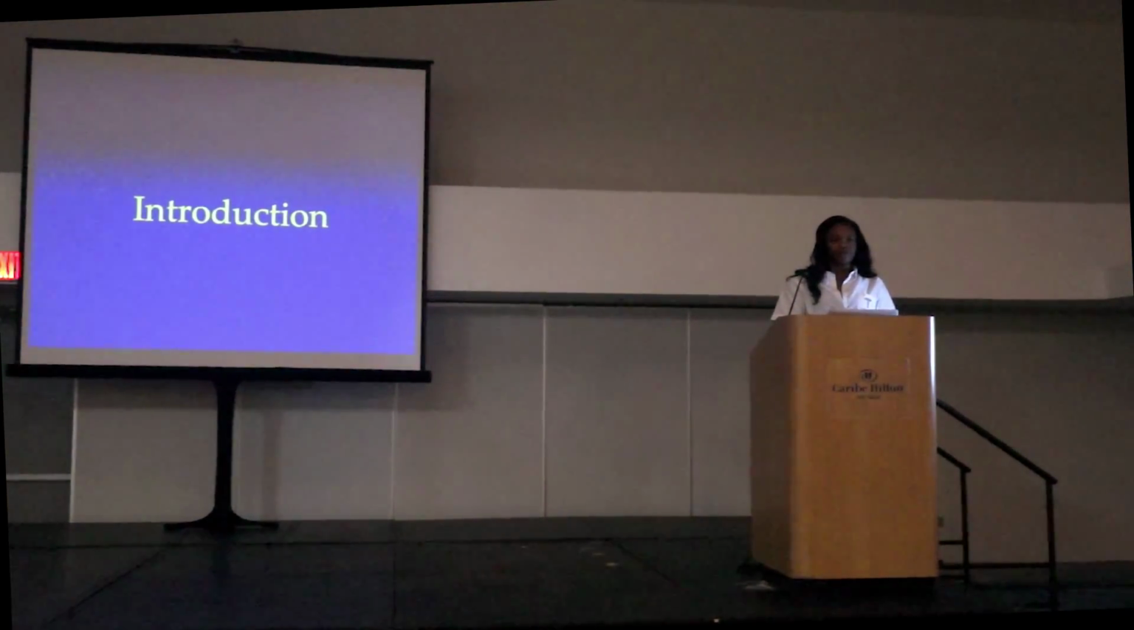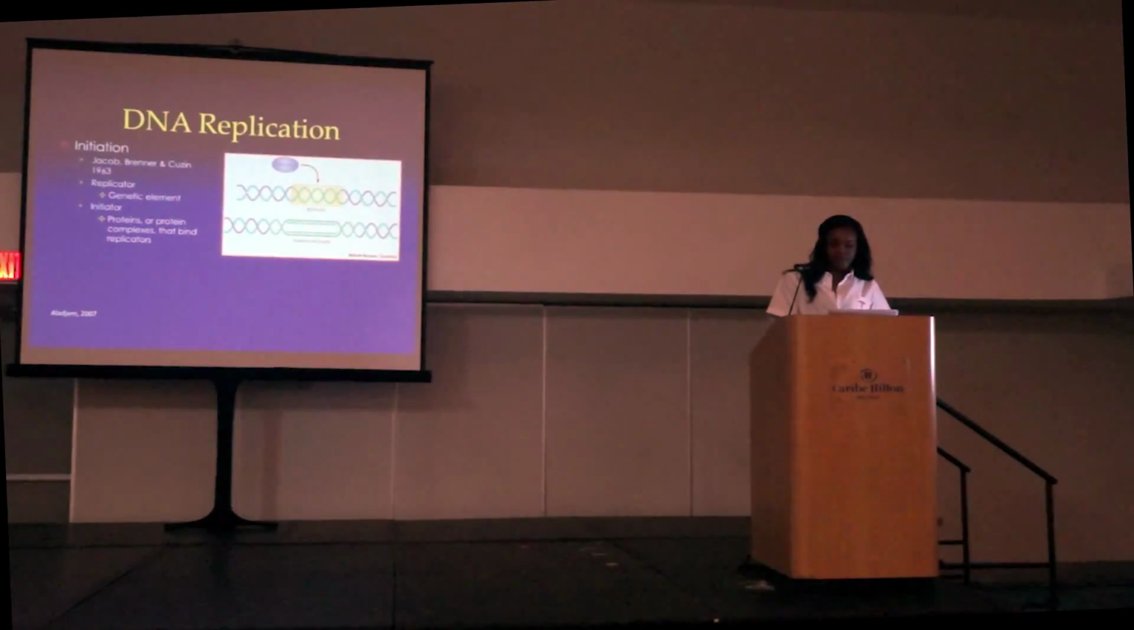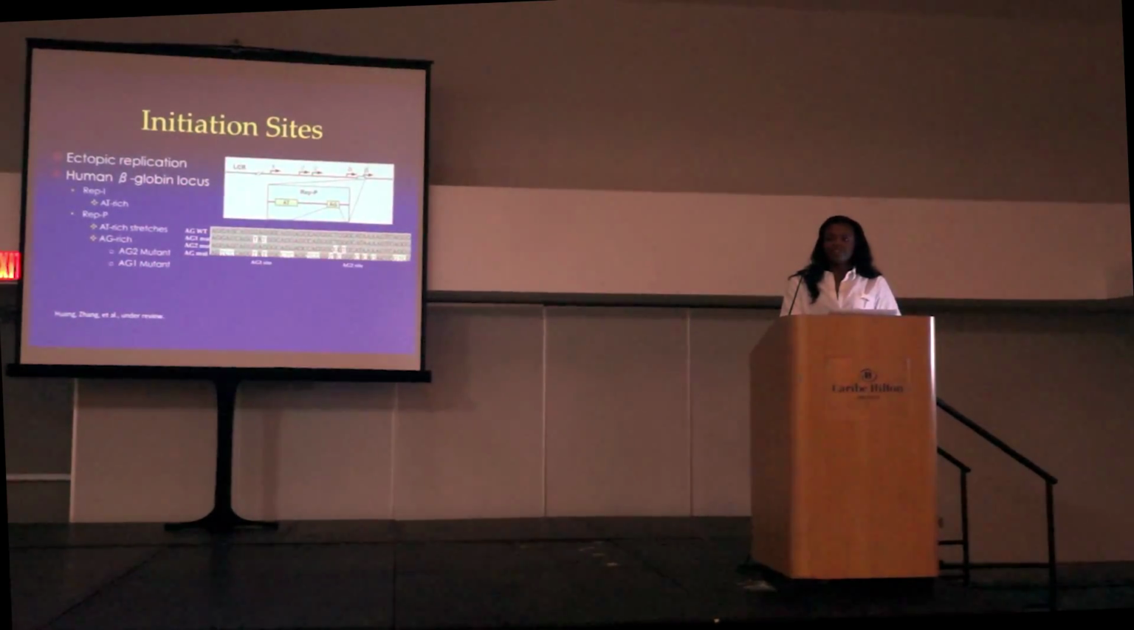Before I delve into specifics of my project, I would like to provide you some background information to further your understanding of my research. As proposed in 1963, DNA replication initiation involves replicators, which are genetic elements or DNA sequences, and initiators, which are sequence-specific proteins that bind to these DNA sequences and recruit other proteins to form a pre-replication complex. Replicators can be located by their ability to initiate DNA replication ectopically, meaning outside of their intended or original location.